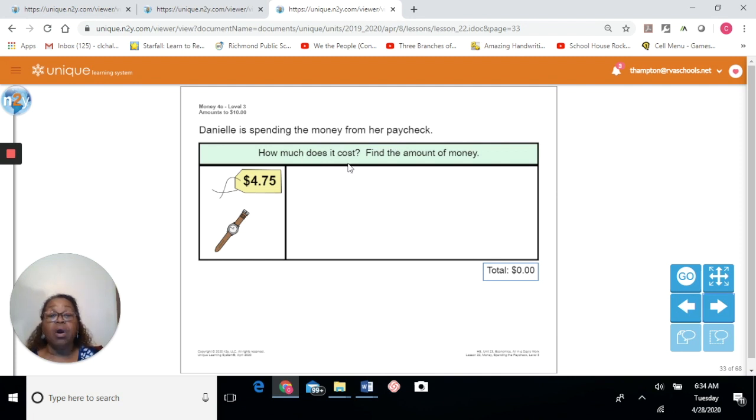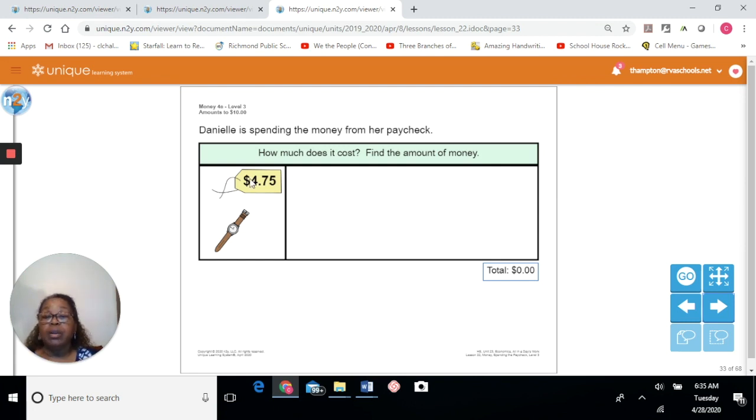Danielle is spending the money from her paycheck. How much does it cost? Find the money. So how much does it cost? $4.75. Excellent. You read that very well. So that was the first part of the test. Can you read it? Because if you see the value, you need to be able to read the value. $4.75. You got 100% on that. Excellent.